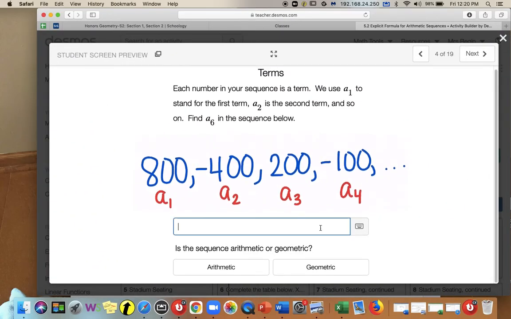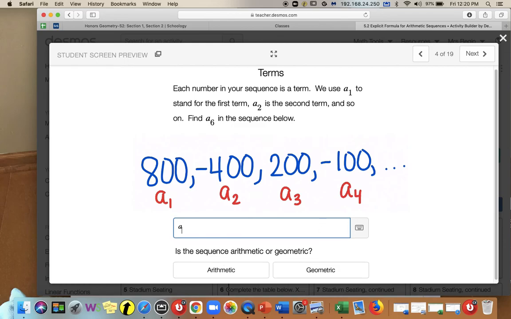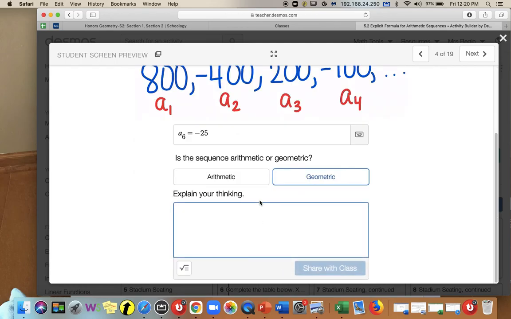So a sub 6. And if you want to write a sub 6, I can type a and then I'll do the shift underscore or shift dash, and there's underscore. So a sub 6 is negative 25. You could also just say negative 25. And this is geometric because we're multiplying by negative 1/2 every time.